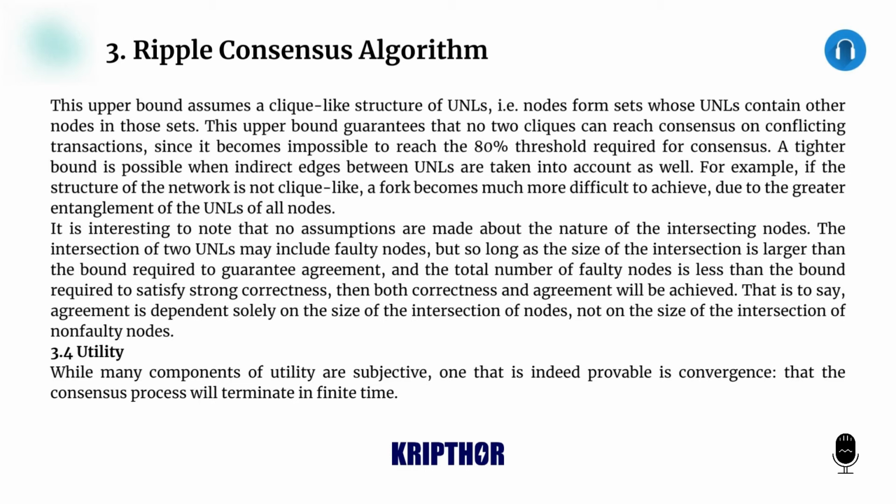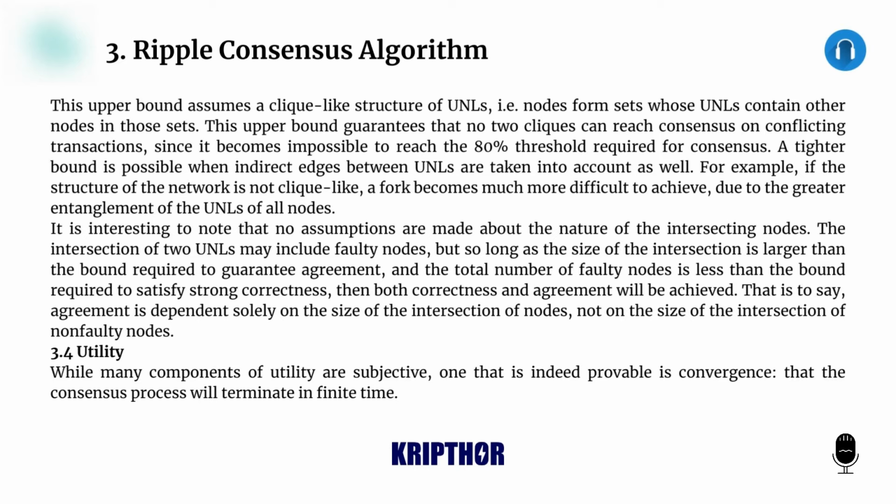It is interesting to note that no assumptions are made about the nature of the intersecting nodes. The intersection of two UNLs may include faulty nodes, but so long as the size of the intersection is larger than the bound required to guarantee agreement, and the total number of faulty nodes is less than the bound required to satisfy strong correctness, then both correctness and agreement will be achieved. That is to say, agreement is dependent solely on the size of the intersection of nodes, not on the size of the intersection of non-faulty nodes.